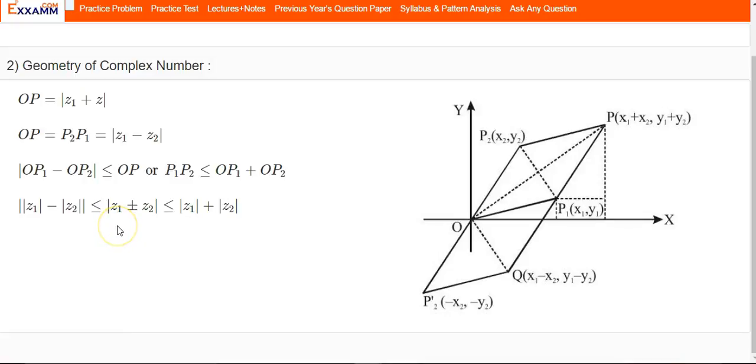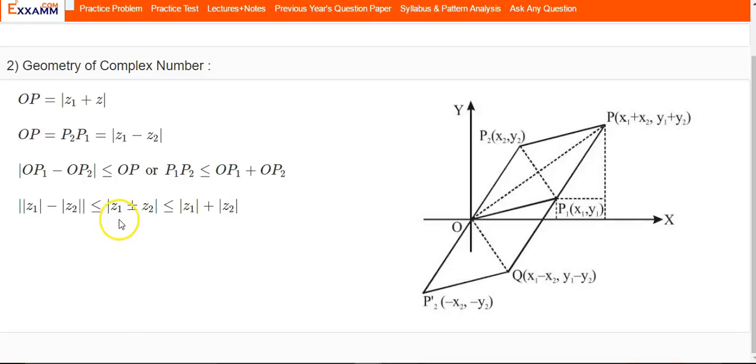Now in exam you will get two types of questions. One which would say find the maximum value of modulus of Z1 plus minus Z2, or the other would say find the minimum value.